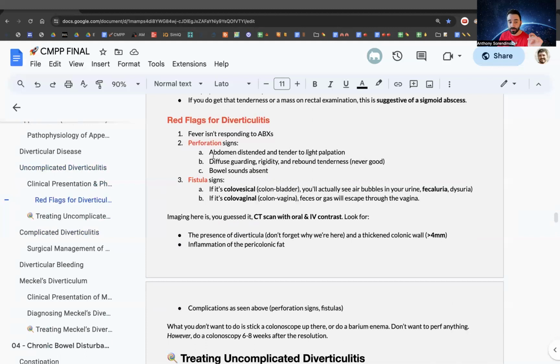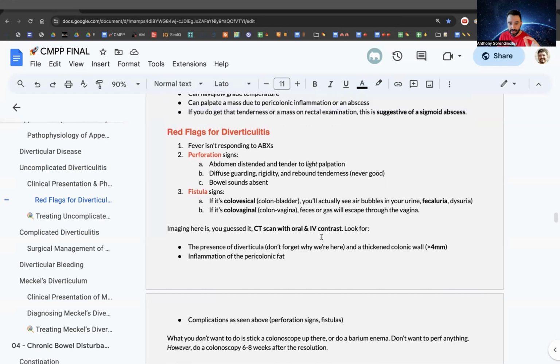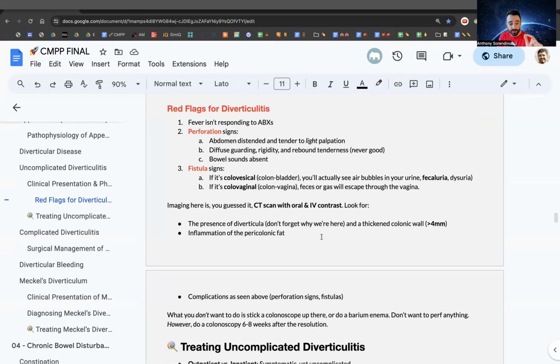We have these two fistulas. So if it's colovesical and the colon is connecting to the bladder, you'll see air bubbles in your urine. You'll see fecal matter, and you'll just have trouble urinating. If it's colovaginal, I think everybody knows what happens with this one. Feces or gas will escape through the vagina. Okay, imaging here is going to be a CT scan with oral and IV contrast.